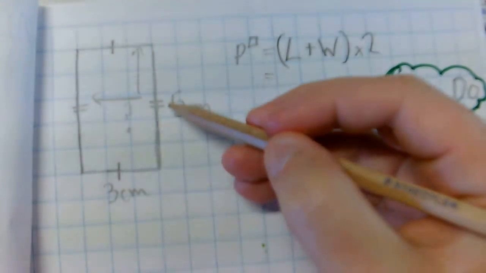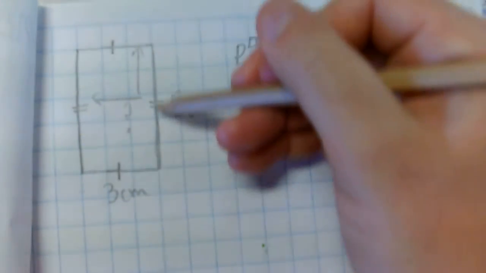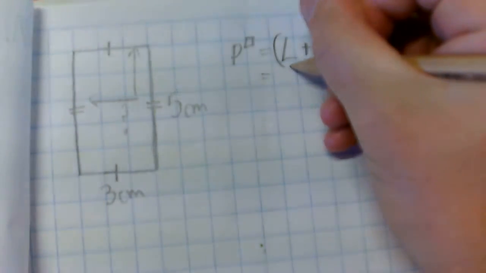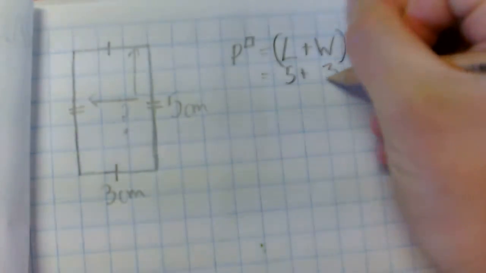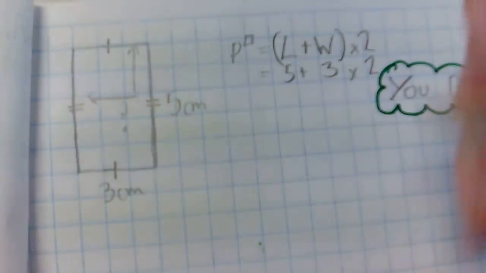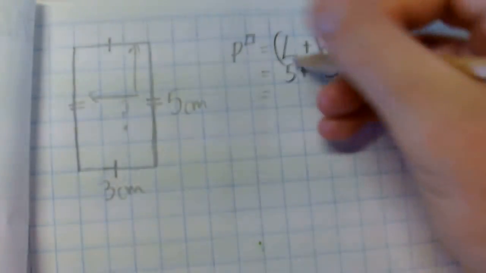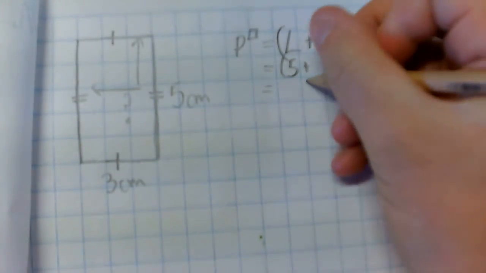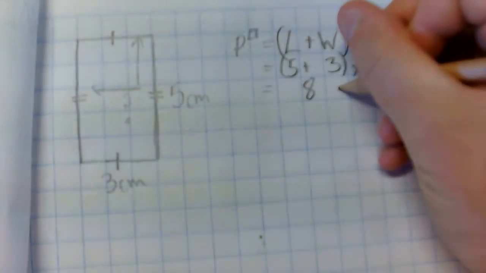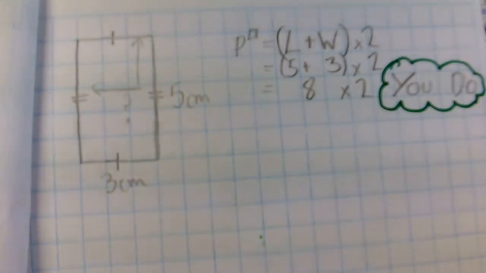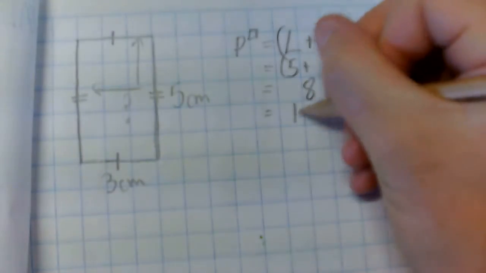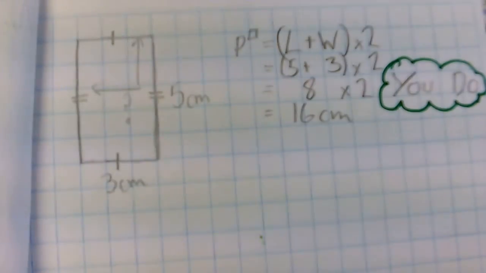We drop down, we know the length is 5. I always like to use length as the longest side, and the width is 3. So my length is 5 plus 3 times 2. So I'll bracket that up again, and we all know that 5 plus 3 equals 8. We've got a similar theme here with all our answers. 8 times 2, and then 8 times 2 is 16 centimetres, so the perimeter is 16 centimetres.